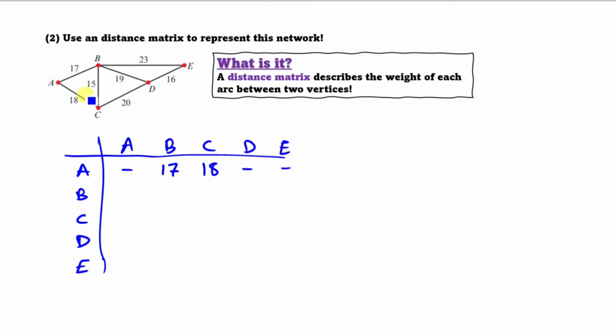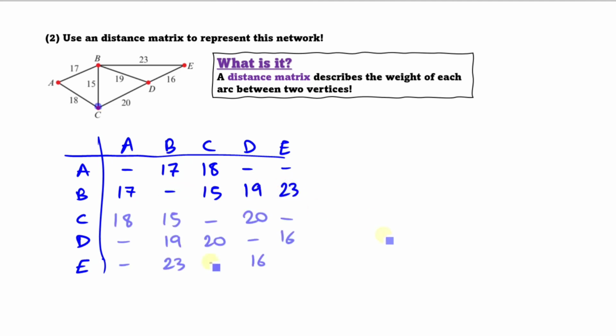Now from B to A, we do the same thing. From point B, it goes 17 to A, 15 to C, and the rest on. So B goes 17 here. B to C is 15. And also we have B to E and B to D. So B to D is 19, and then 23 here. And that's it, and then you put a dash over there.